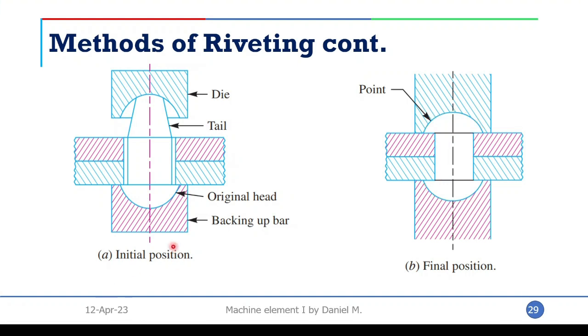So this one is the initial position before riveting has been done. This one is the final position of the rivet.